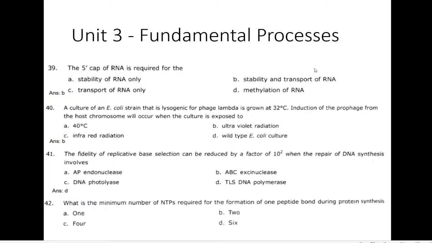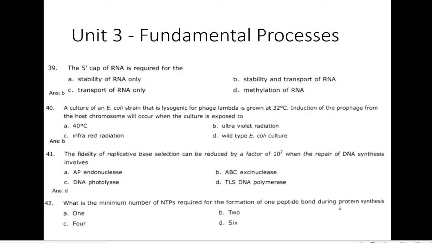The next question is: what is the minimum number of NTPs required for the formation of one peptide bond? This is a very easy, direct question and a basic common question, about one peptide bond during protein synthesis.